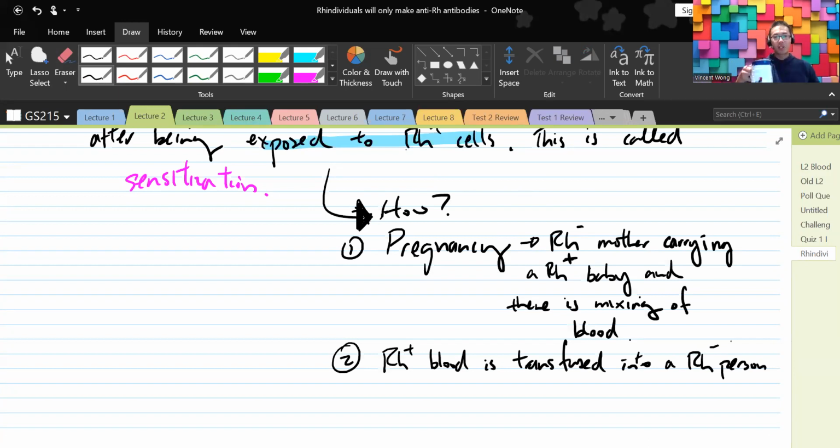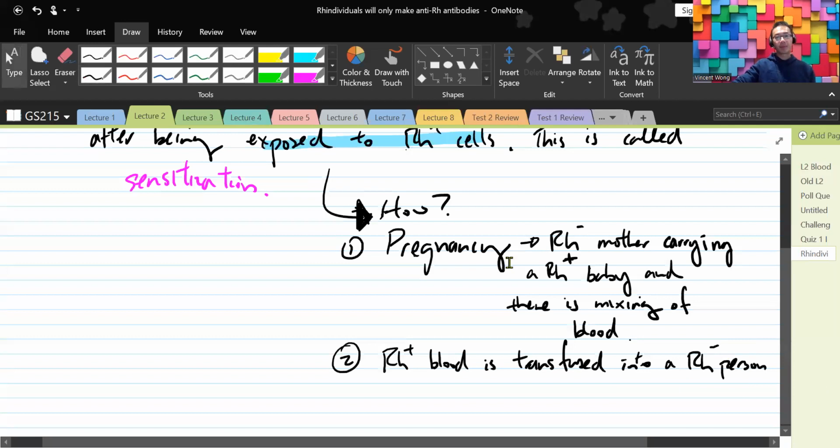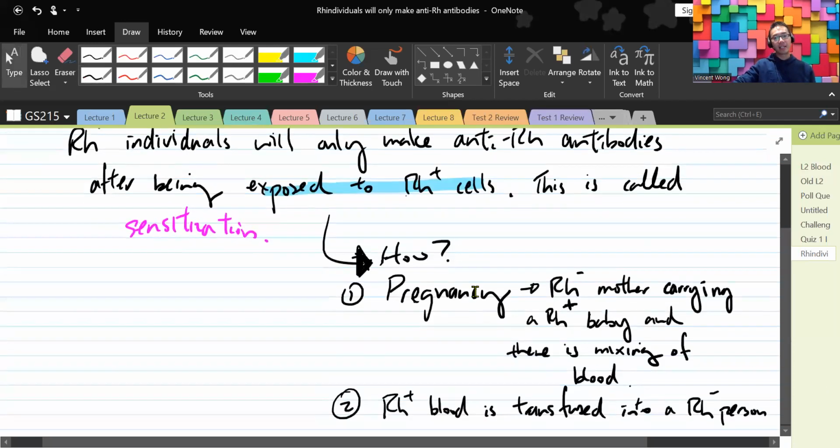Remember, if you are a negative person, you get one free exposure. The first time you're exposed to positive blood, it's okay. You won't die. You will only become sensitized. You will have the antibodies. But once you have the antibodies, you cannot be exposed again, because then you will react. So does everybody understand sensitization and how you get sensitized?